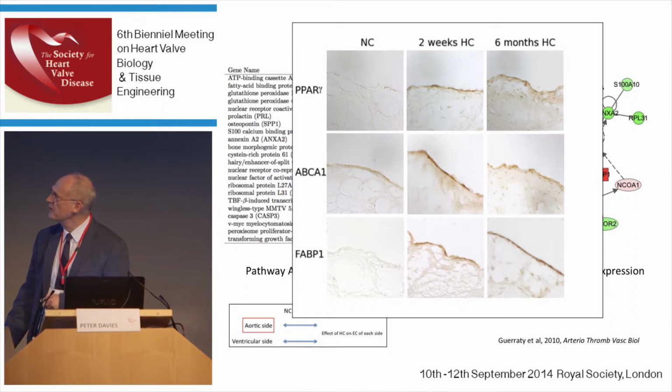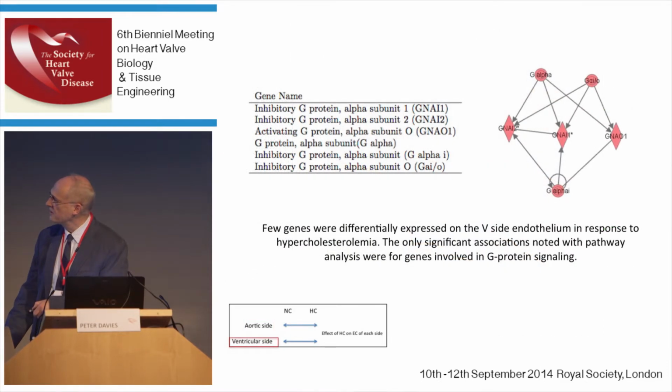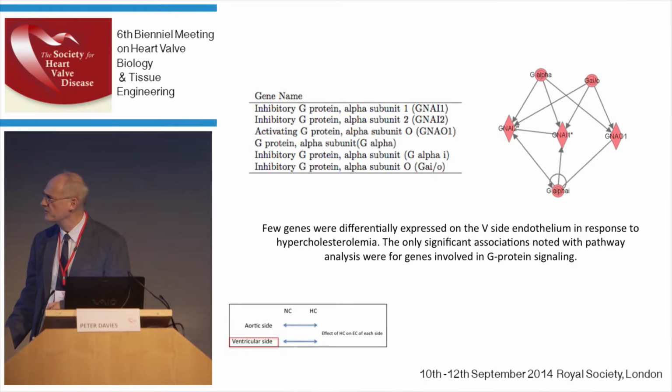ABCA1 is a global protective effect against hypercholesterolemia, and you see it's even upregulated in the normal state and is enhanced in the hypercholesterolemic state. On the ventricular side of the valve, the same kind of study, as opposed to the aortic side where 1,300 genes were differentially expressed by hypercholesterolemia, only 80 were on the ventricular side. So a vastly different response to hypercholesterolemia.